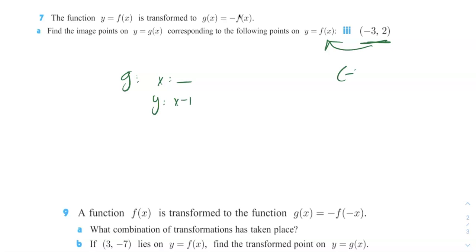So the point negative 3, 2. All we're going to do is multiply our y by negative 1. We get the point negative 3, negative 2. That's all that happens there. Right, all we're doing is doing a vertical flip to this point, so that point goes from negative 3, 2 to negative 3, negative 2.